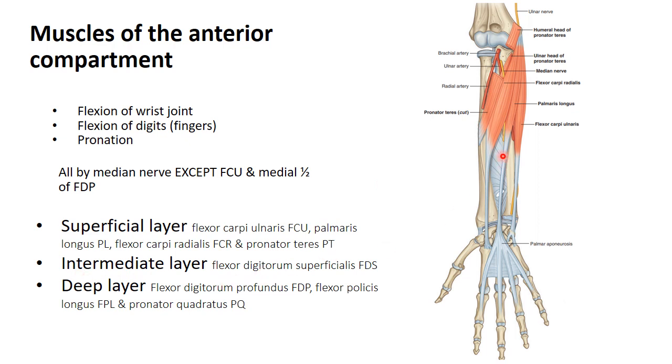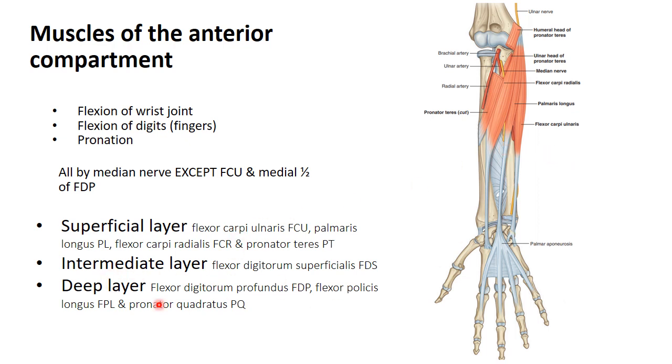In the intermediate layer we have only one muscle, which is called the flexor digitorum superficialis, and again we can gain some clue here. Flexor, it flexes; digitorum, it flexes the fingers primarily. Superficialis means it is near the skin, which implies that we have a deeper muscle with the same action.